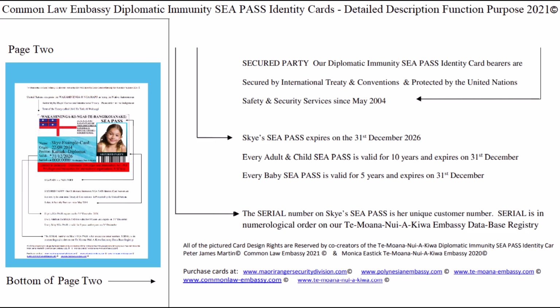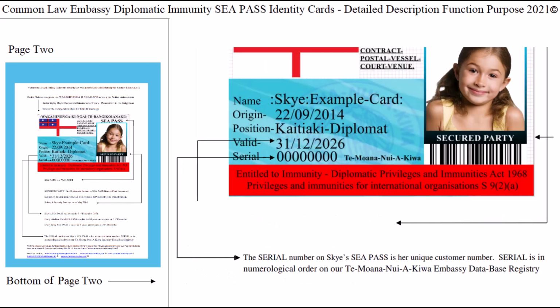Okay, Sky's CPass expires in 2026 on the 31st of December. So all of the CPasses expire on the 31st of December. Baby CPasses last for 5 years, and adults and children CPasses last for 10 years. And they all expire on the same day, which is the 31st of December every year.